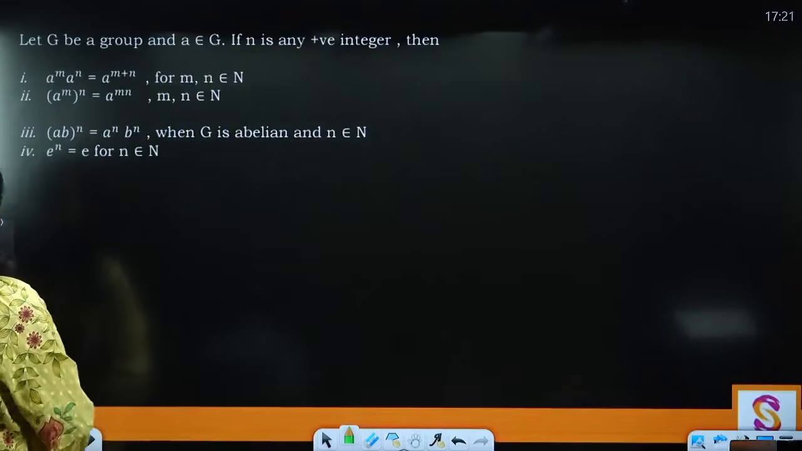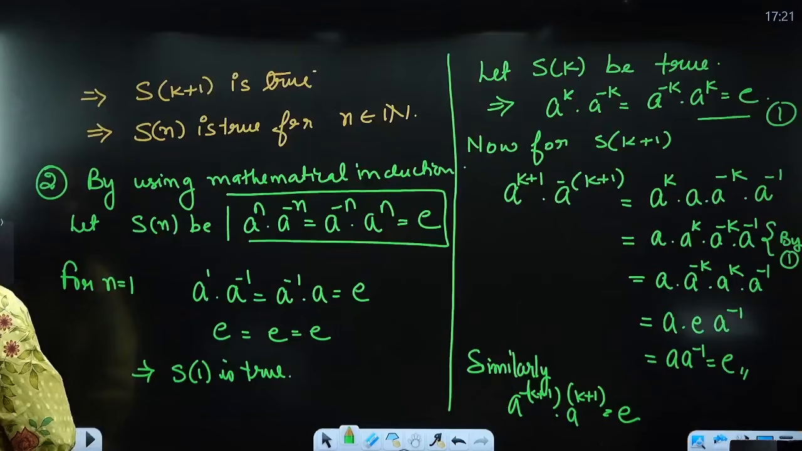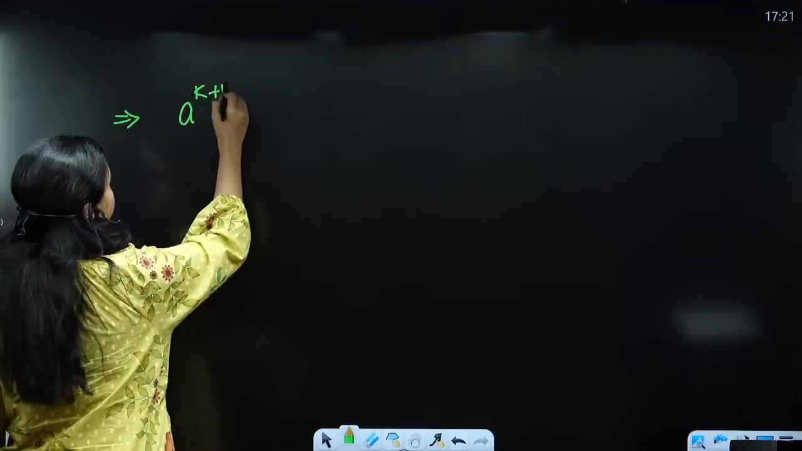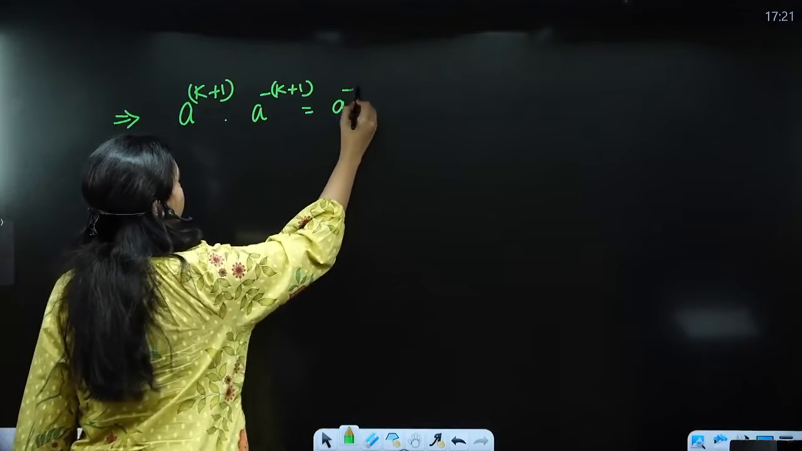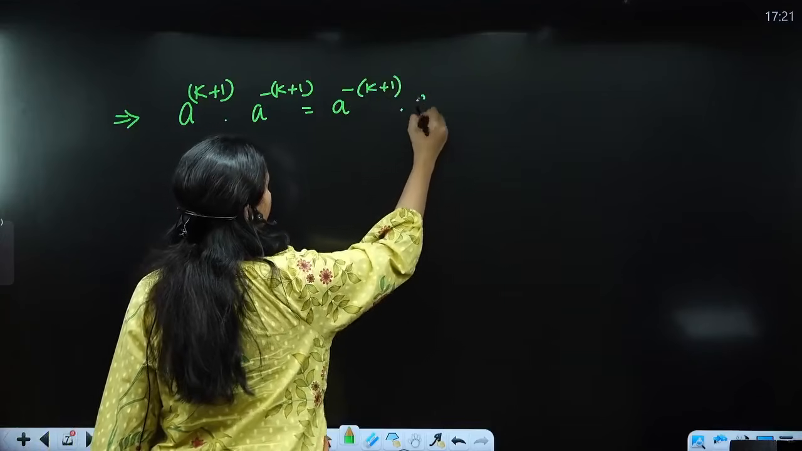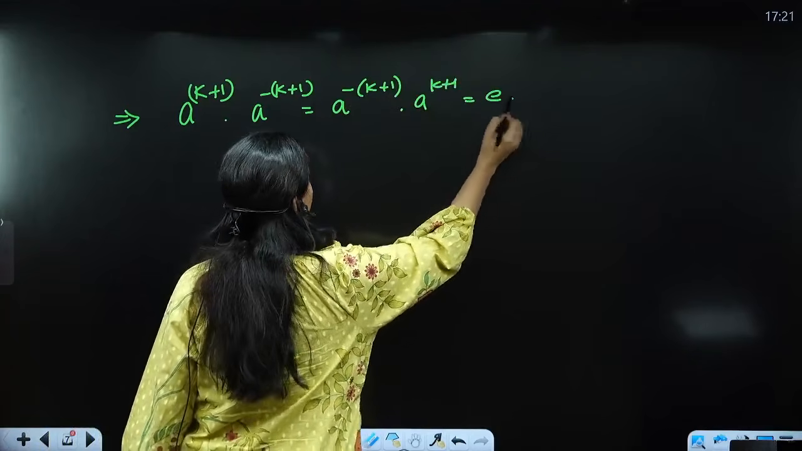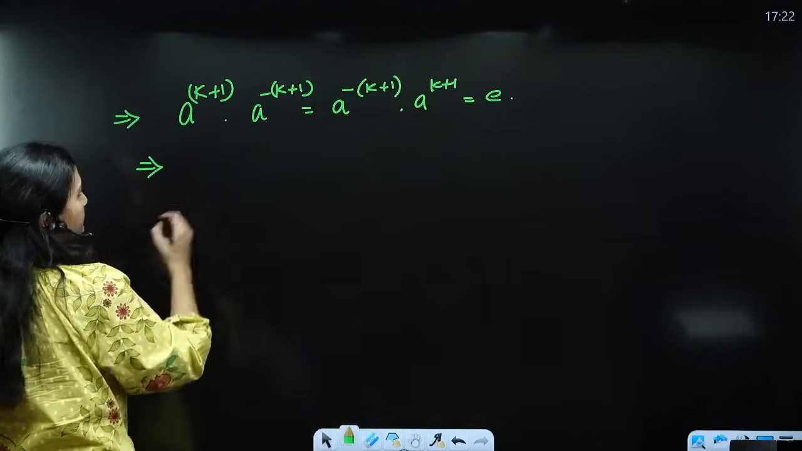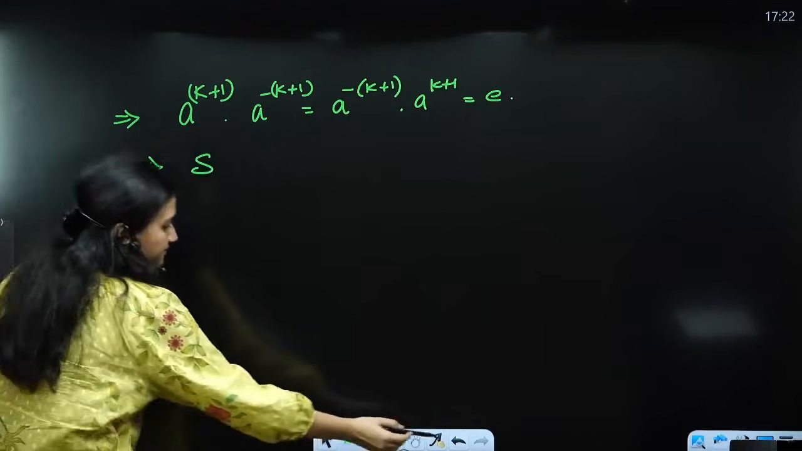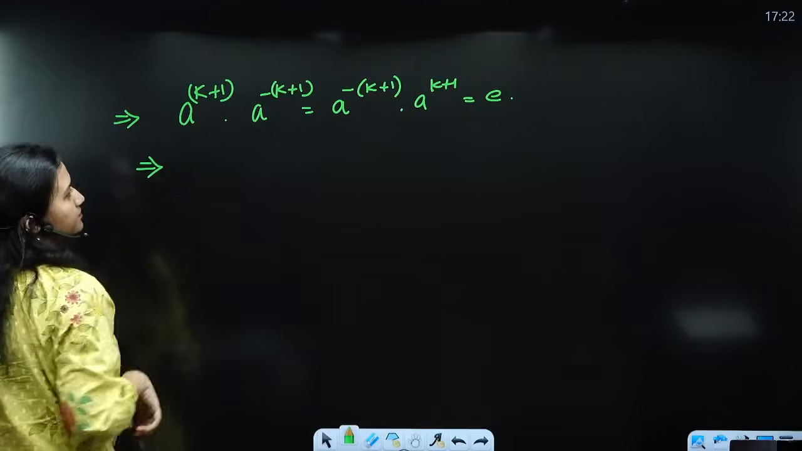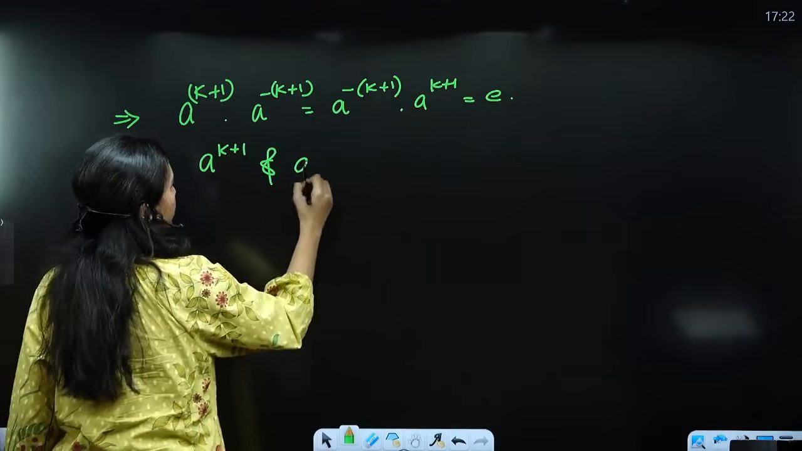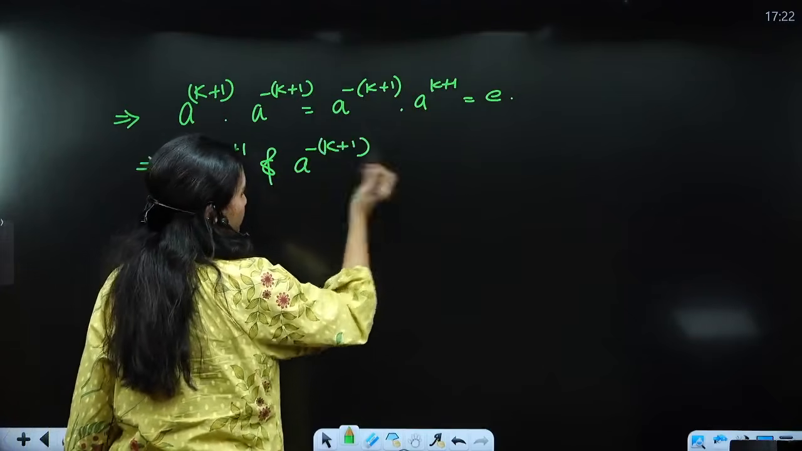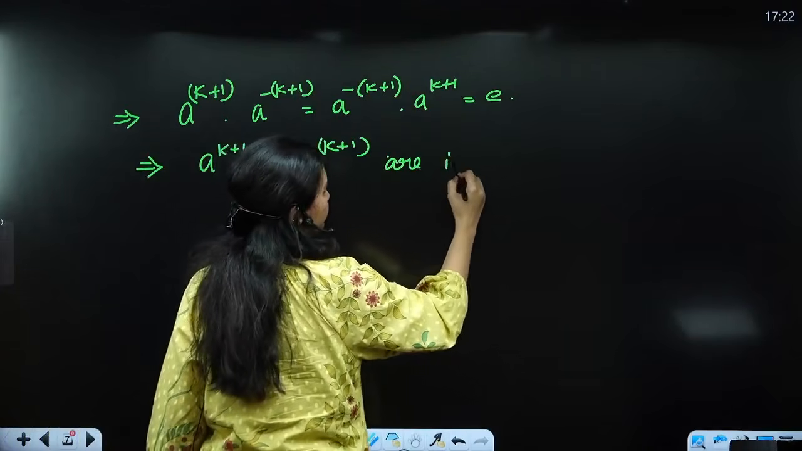So this implies that A raised to the power k plus 1 dot A raised to the power minus (k plus 1) equals A raised to the power minus (k plus 1) dot A raised to the power k plus 1 equals E. This implies that A raised to the power k plus 1 and A raised to the power minus (k plus 1) are inverses of each other.